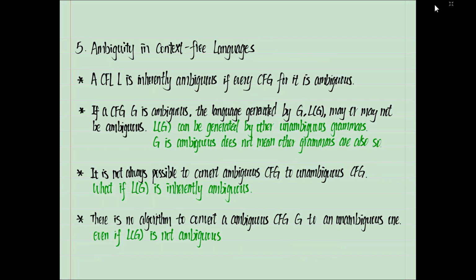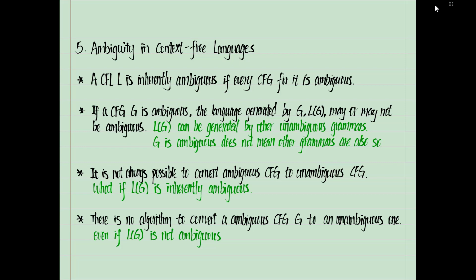Alright, our final topic. Ambiguity in context-free languages. We talked about ambiguous context-free grammars. What is the relationship between ambiguous context-free grammars and ambiguous context-free languages? First, let's define an ambiguous context-free language. By definition, a context-free language L is inherently ambiguous if every context-free grammar for it is ambiguous.